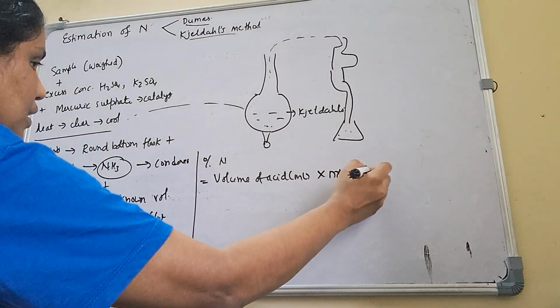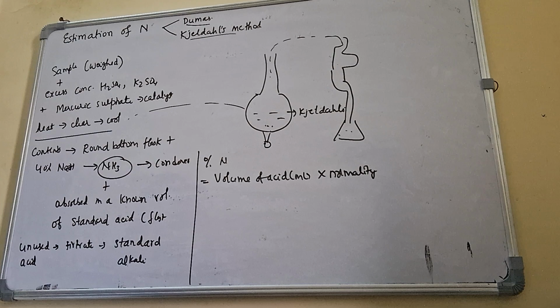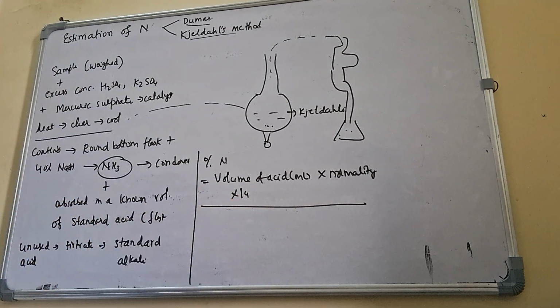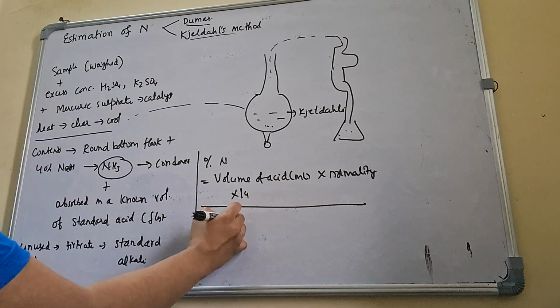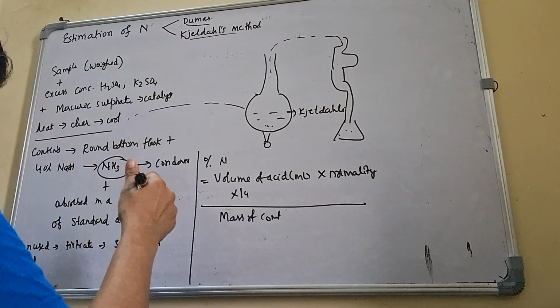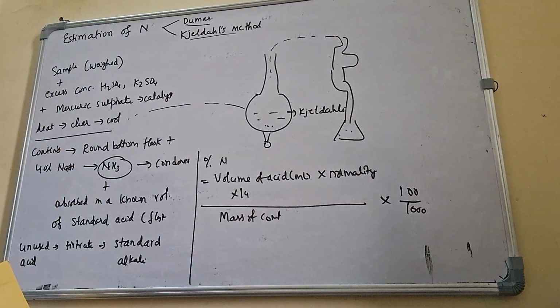Now what is normality? You do not study normality here. It is another unit, another way to calculate the concentration. You studied molarity, mole fraction, molality and all that. Similarly, we have normality, which will be given to you, multiplied by 14. Why 14? Because it is the atomic mass of nitrogen, divided by the mass of the compound, which is whatever you weighed initially, into 100 by 1000. So this formula will give you the percentage nitrogen.